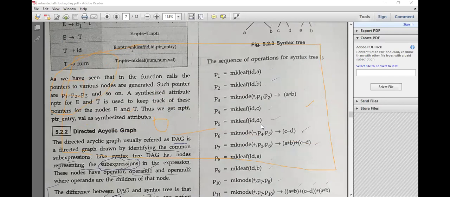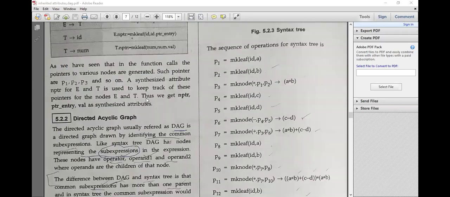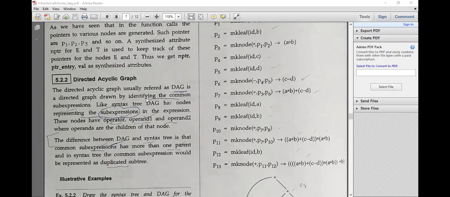We have a directed acyclic graph, DAG. Many times they ask this question: write a short note on directed acyclic graph, or simply they ask to draw a directed acyclic graph for the expression. What is this DAG? It's a graph drawn by identifying the common sub-expressions, like a syntax tree.